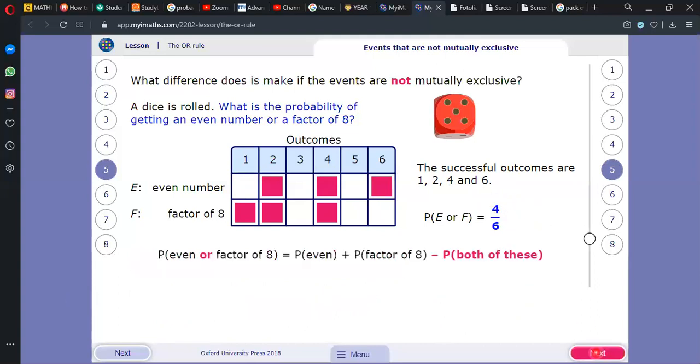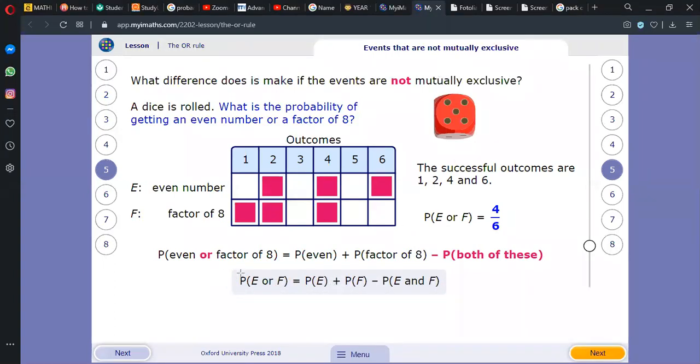So guys, that has brought us to be able to understand that the probability of even or factor of 8 is now the probability of even plus the probability of factor of 8 minus the probability of both of these. Okay, so we always have to subtract the probability of those common outcomes from this addition. Please take note of that. Very important. That will be the formula for not mutually exclusive events.